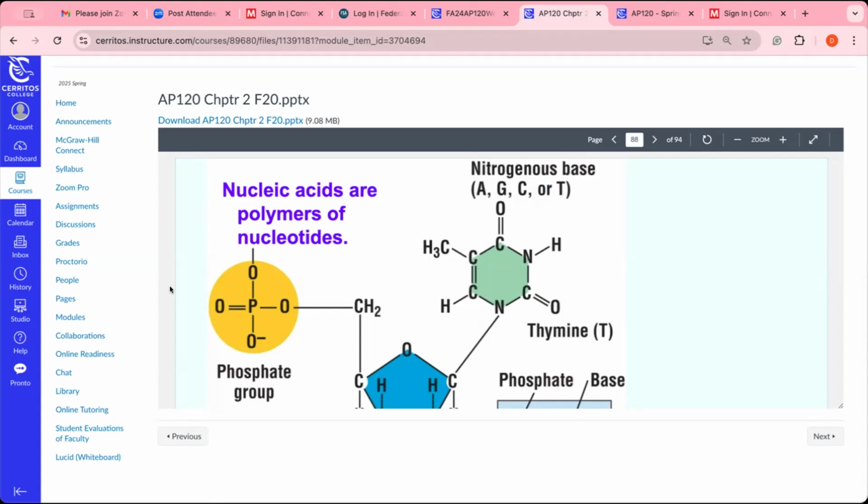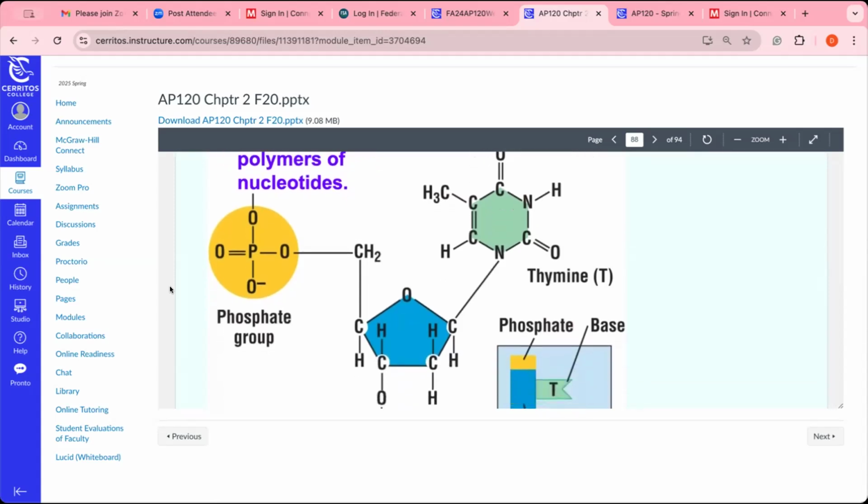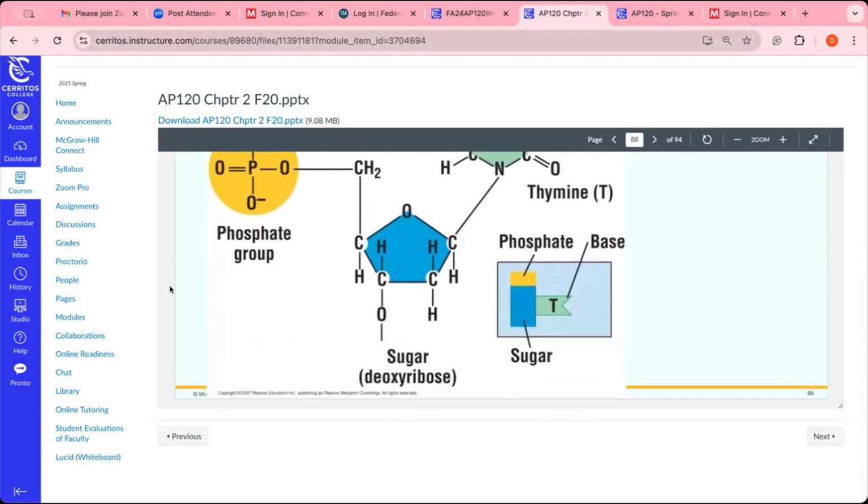Okay, these are different nucleotides. This is thymine. You can scroll down and you can see there's a basic sugar. This is deoxyribose. It's just basically carbon and hydrogen.